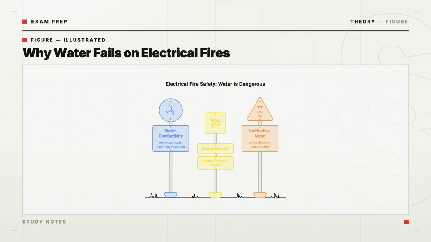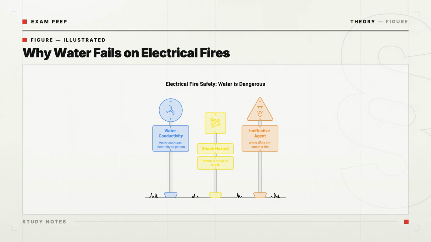Class C, the one exam writers love, covers energized wiring, motors, and plugged-in equipment. Its defining feature is a non-conductive agent, like carbon dioxide or dry chemical, that smothers the fire without carrying current back to the person spraying it.